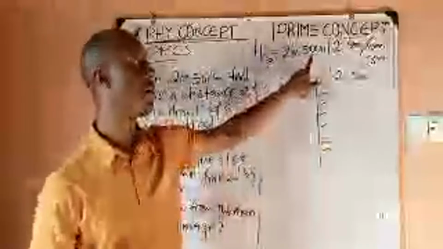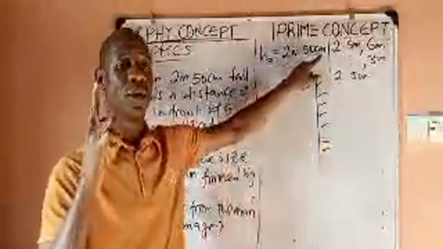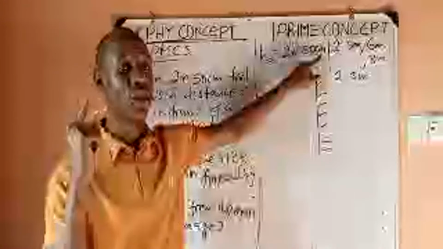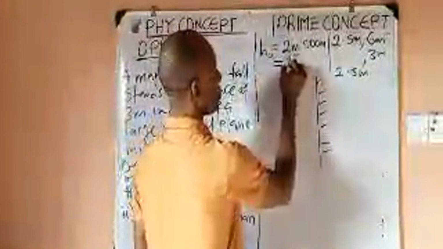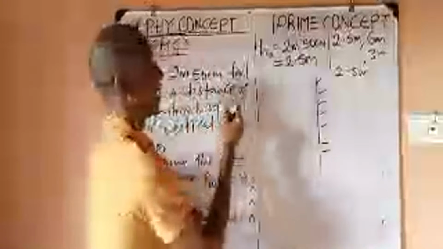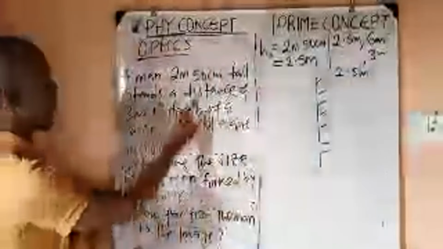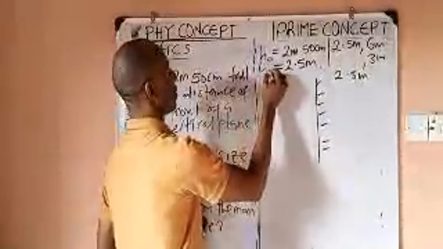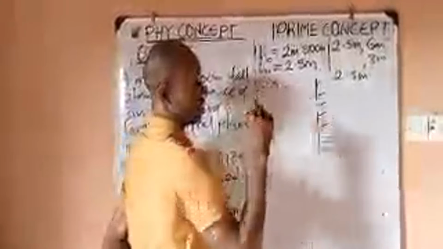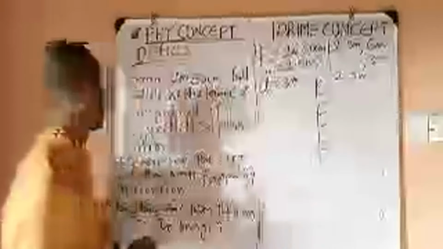Now watch, you can divide this, then combine. Remember 50 centimeter. If you want to change 50 cm to meters, what do you do? You divide it by 100. So 50 divided by 100 is 0.5. 0.5 plus 2 is going to give us 2.5 meters. So it means that the height of the object, which is the height of the man, is 2.5. Now they said the man stands a distance of 3 meters in front of the mirror. Now, the distance of the man, which is the object, remember the man is our object. So the object distance is 3 meters in front of the mirror.